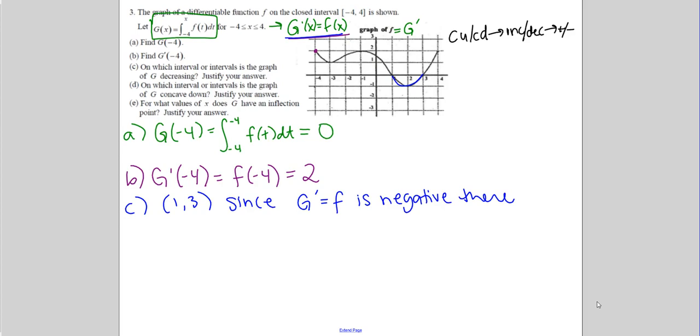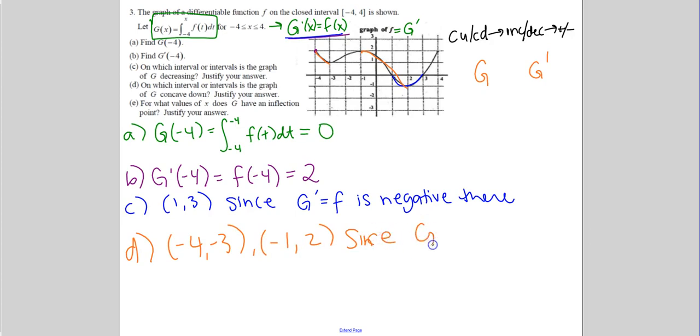So then part D, on which interval or intervals is the graph of g concave down? Justify. So if I want g to be concave down, the given graph g prime will be decreasing. So that'll be from -4 to -3 and from -1 to 2. So for part D, from x equals -4 to -3 and from -1 to 2, since g prime or f is decreasing there.